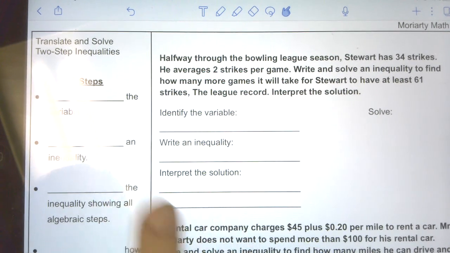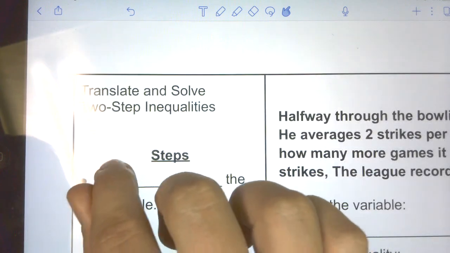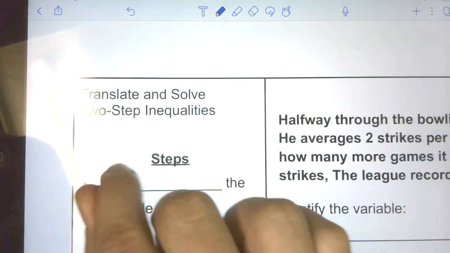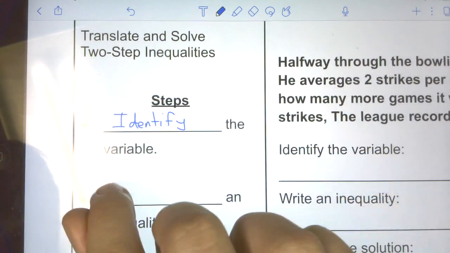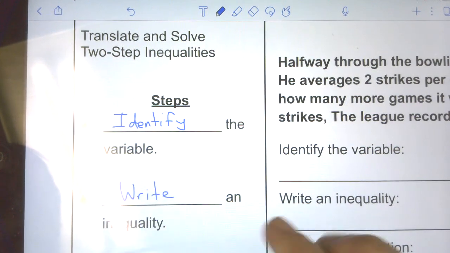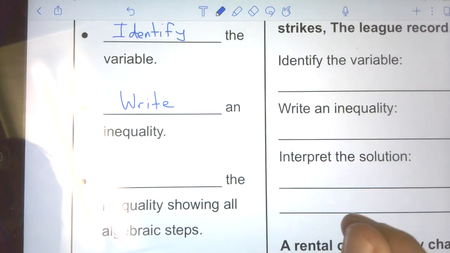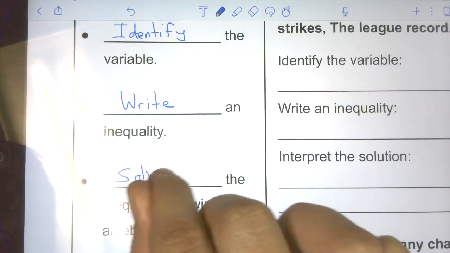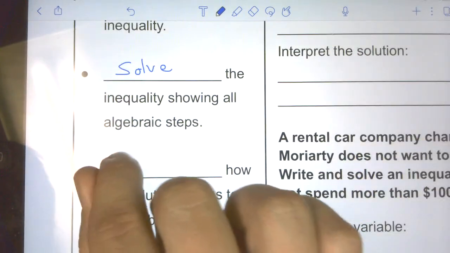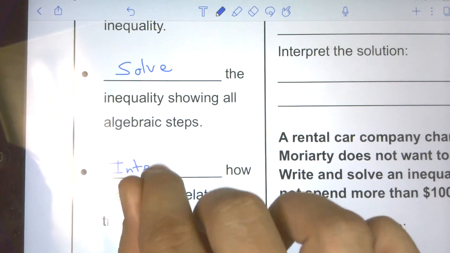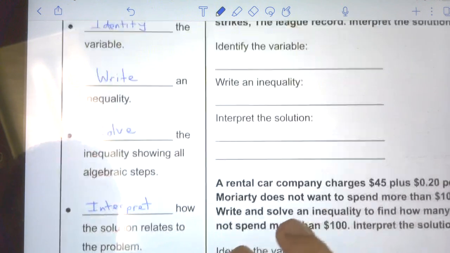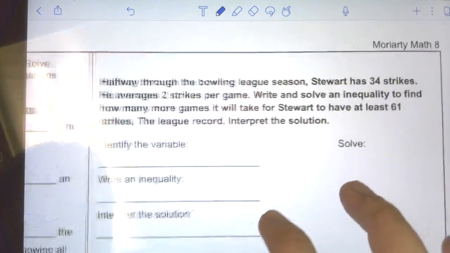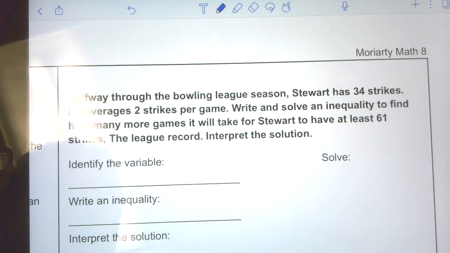So for the back, translate and solve two-step inequalities. Steps are still the same. We're going to identify the variable, write an inequality, and solve the inequality. And the last step that we had on these was interpret the solution. How does that relate to the problem? So we did the first one. I believe everybody did this one. So I'm going to go through this one pretty quickly.